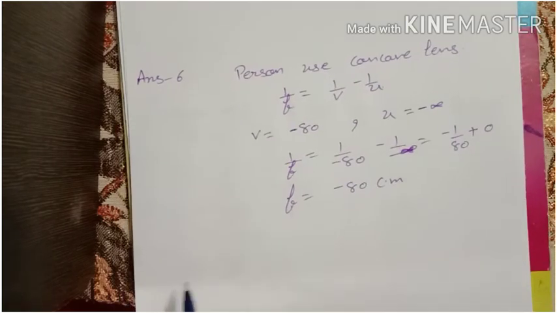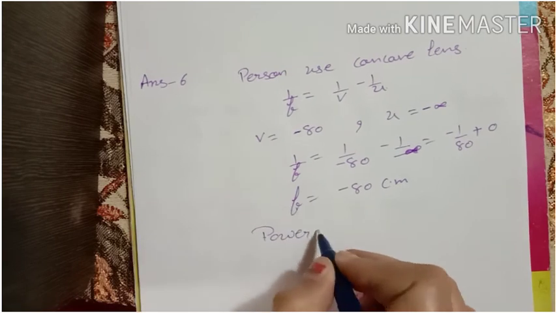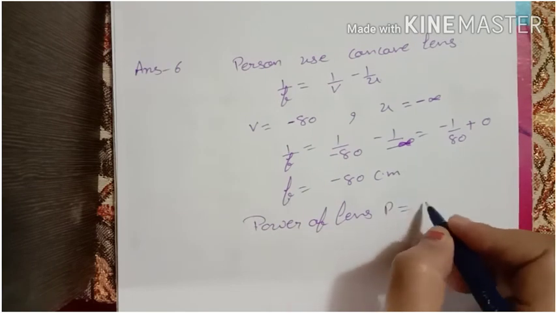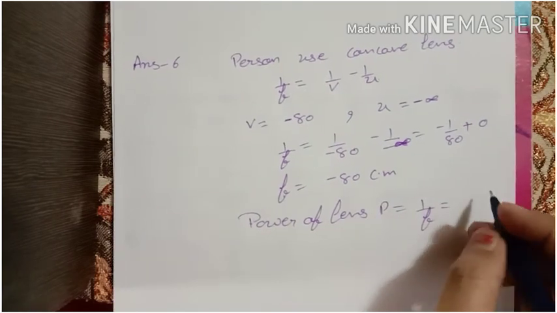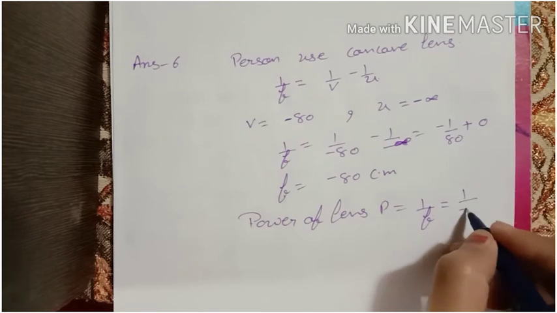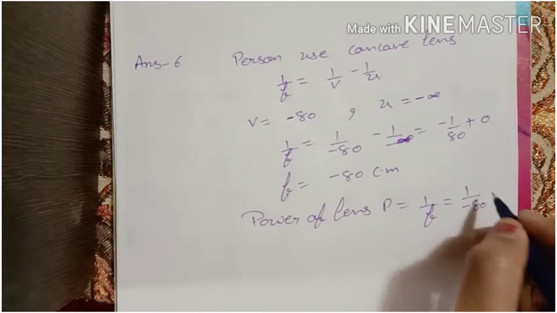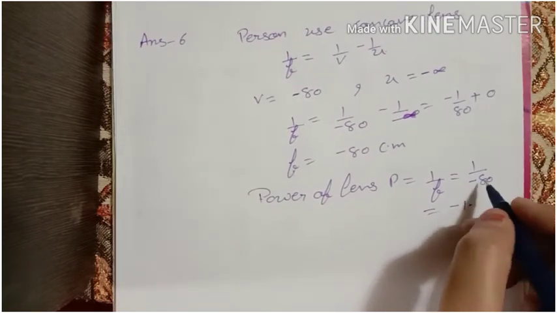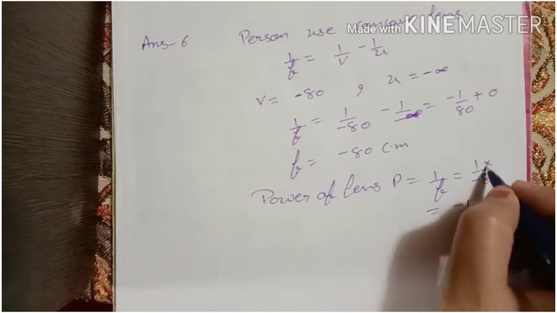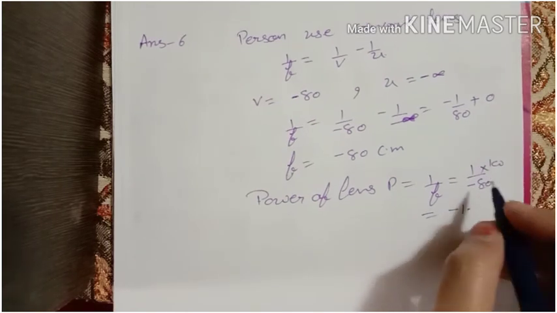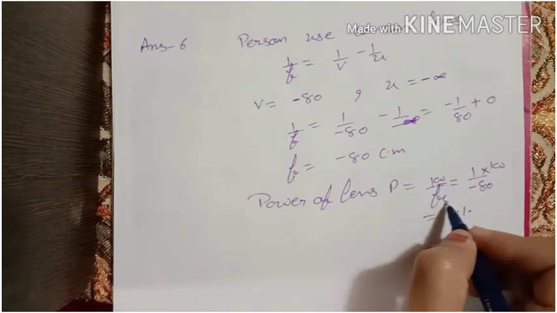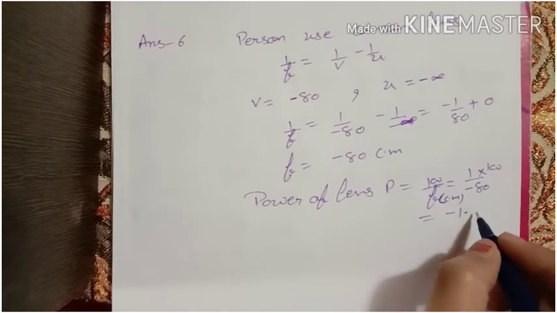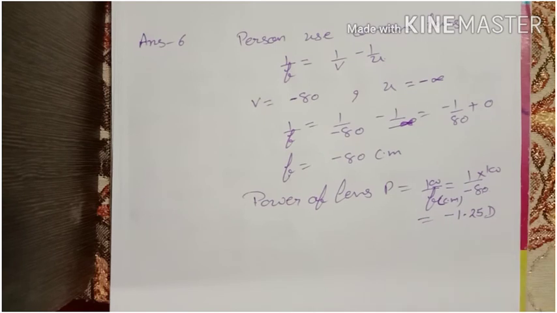Okay, and power of this lens, we can write P equal to 1 upon focal length, and this will be equal to 1 upon minus 80. So this will be equal to minus 1 into 100, because this is in the centimeter, so we use 100 upon f when f is in centimeter. So this will be equal to minus 1.25 diopter. This is the question number 6.